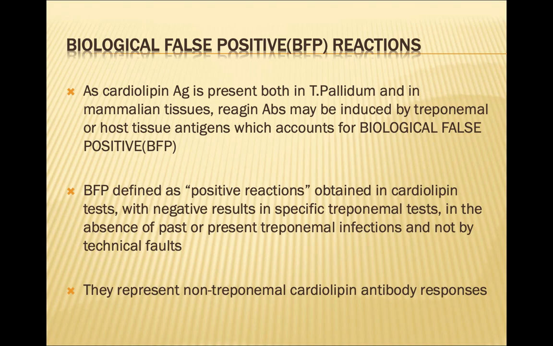The disadvantage of using the VDRL test or the RPR test, most often what we see, is the biological false positive reaction. As cardiolipin antigen is present both in Treponema pallidum as well as in the mammalian tissues, these antibodies may be induced by treponemal or a host tissue antigen, which accounts for biological false positives.